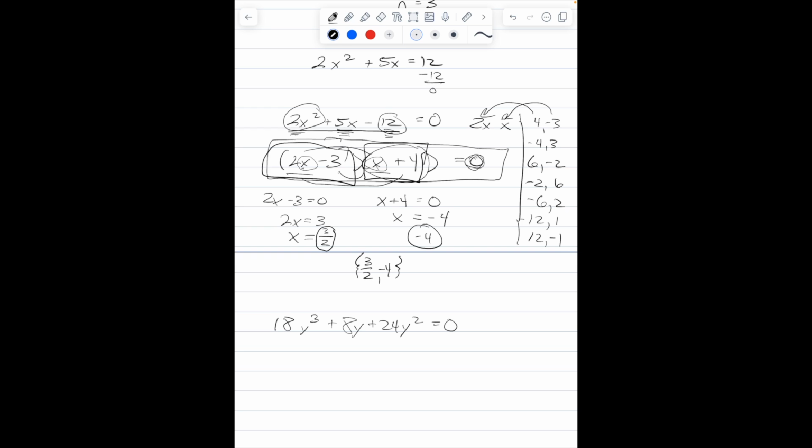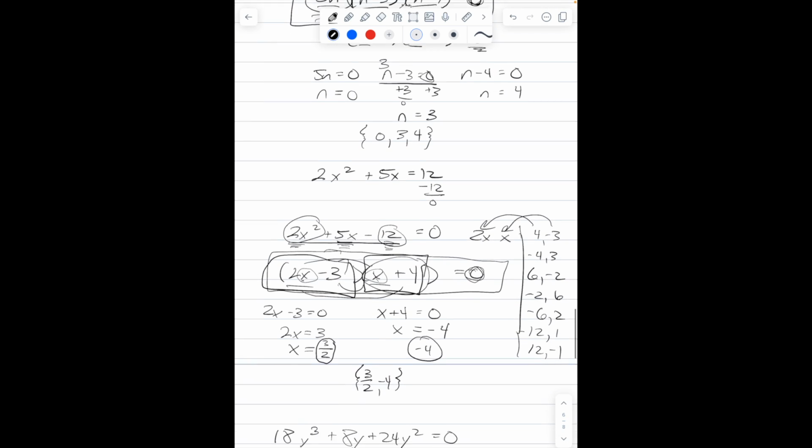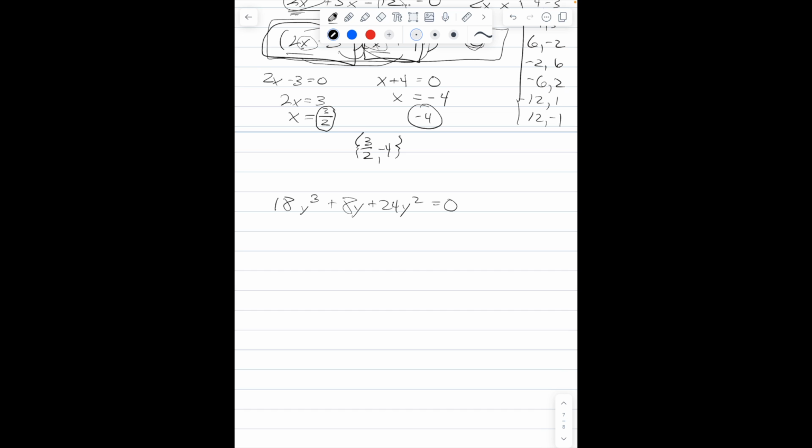Well, I see, remember, first step, look for greatest common multiple or factor in these monomials. Okay, the greatest common monomial factor is going to be, looks like 2, and what degree of y? Yep, just 1. So 2y, and if we do 18y cubed divided by 2y, we get 9y squared. 8y divided by 2y, we get 4. 24y squared divided by 2y, we get 12y. And this whole thing still equals 0.